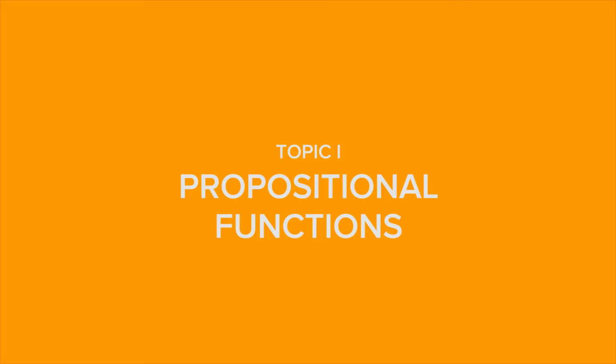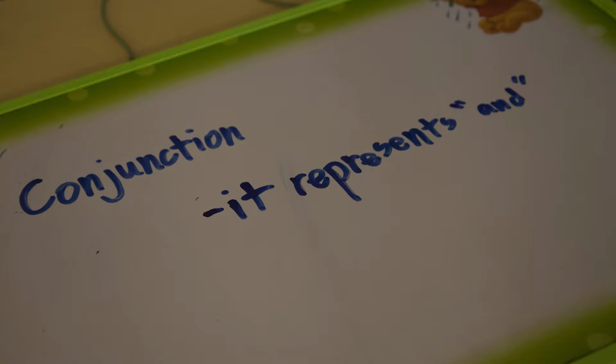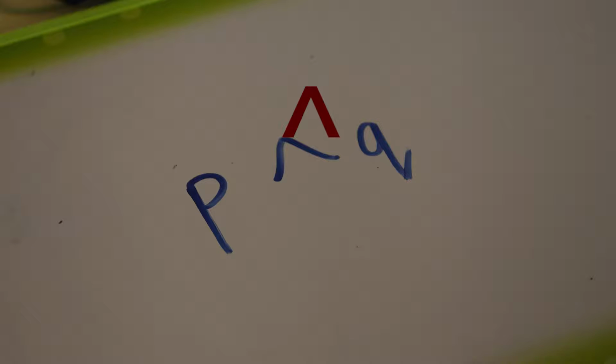function, sequencing, elements, truth tables, and etc. Propositional functions has 6 elements. First is conjunction. Conjunction was denoted by this symbol. It represents AND. For example, P and Q.